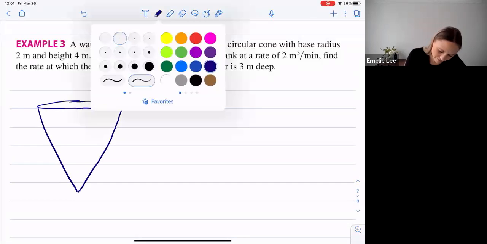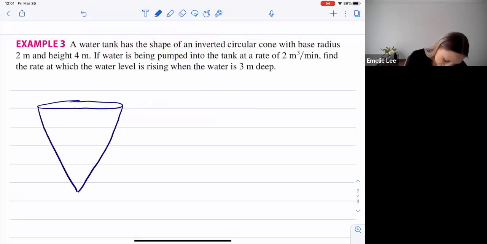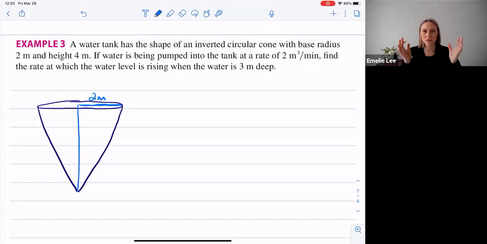So the base radius is going to be this distance here. So the base radius is 2 meters. And the overall height of this inverted cone is 4 meters. So from that base, which is on the top because it's inverted, all the way down to the bottom is a distance of 4 meters.